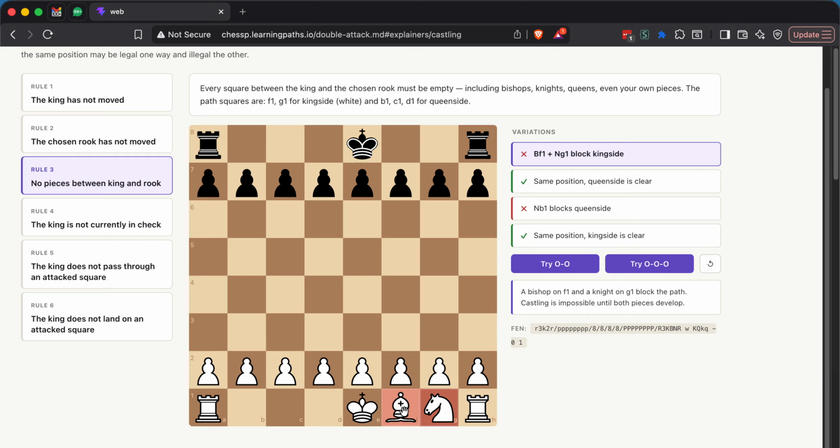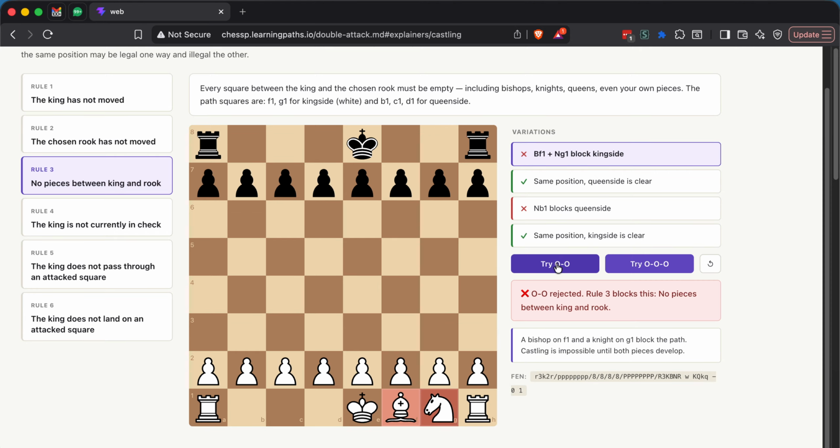So in this case we have a couple of pieces between the king and rook, so we will not be able to do a king side castling. But since the queen side is empty, we should be able to do a queen side castling. So most people stop at these first 3 rules. What separates you from the rest will be the other 3 rules.